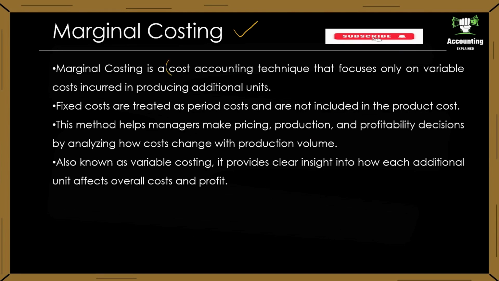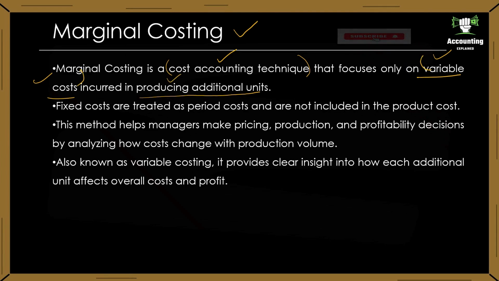Marginal costing is a cost accounting technique that focuses only on variable cost incurred in producing additional units. So, marginal costing can be called a special cost accounting technique where we only consider variable costs for each unit we produce. See, the name itself is variable cost. It is going to vary according to the number of units we produce. If you produce more units, the variable cost is going to be more. If you produce fewer units, it is going to be less. And if you produce 0 units, variable cost is going to be 0. So it is directly connected to the number of units we produce.